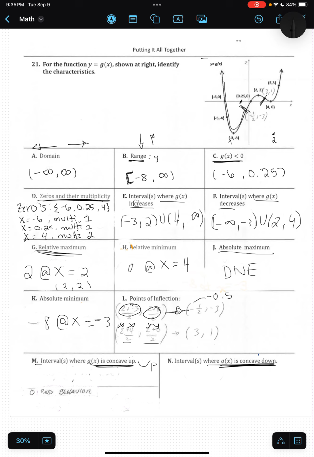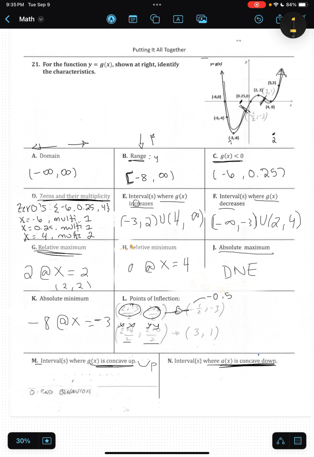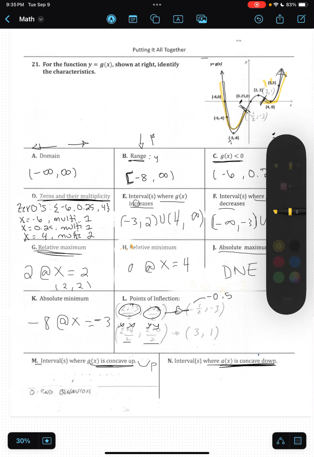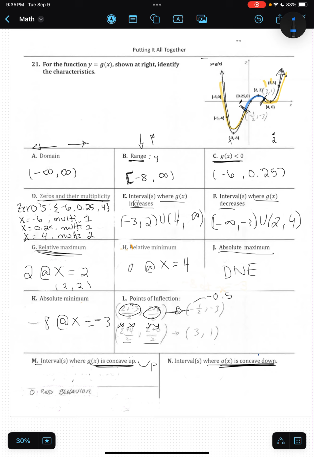And your point of inflection right here. And then again, it goes concave up. Let me highlight this. Down, point of inflection, another point of inflection, and then it's smiley face up here. Like smiley face and then smiley face. Okay? But then we know it's concave down from the point of inflection to the other point of inflection because it's a sad face. So we'll come back to that one.